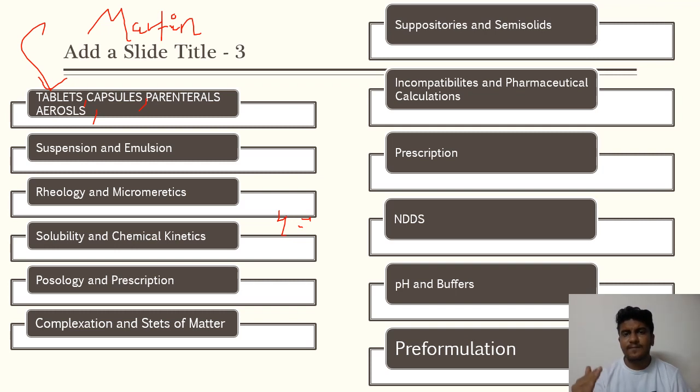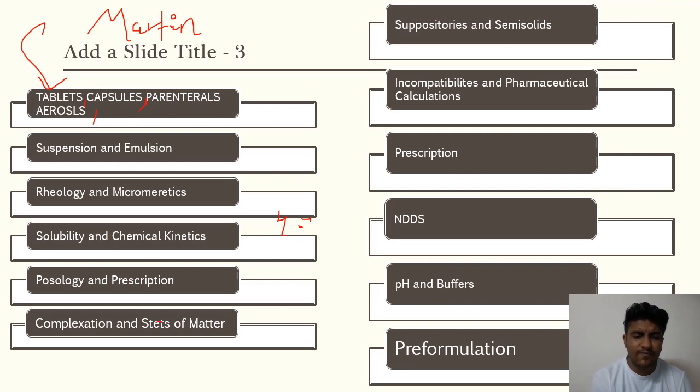Prescription: the parts of a prescription, what the Rx symbolizes, and the different terminologies like ad libitum, QID, BID, twice a day, 4 times a day, stat, and SOS, only when required, etc. So you need to know the different Latin words and their meanings. Also the conversions: fluid drachm, fluid ounce, minims, grains, teaspoon, tablespoon, wine glassful. That is important.